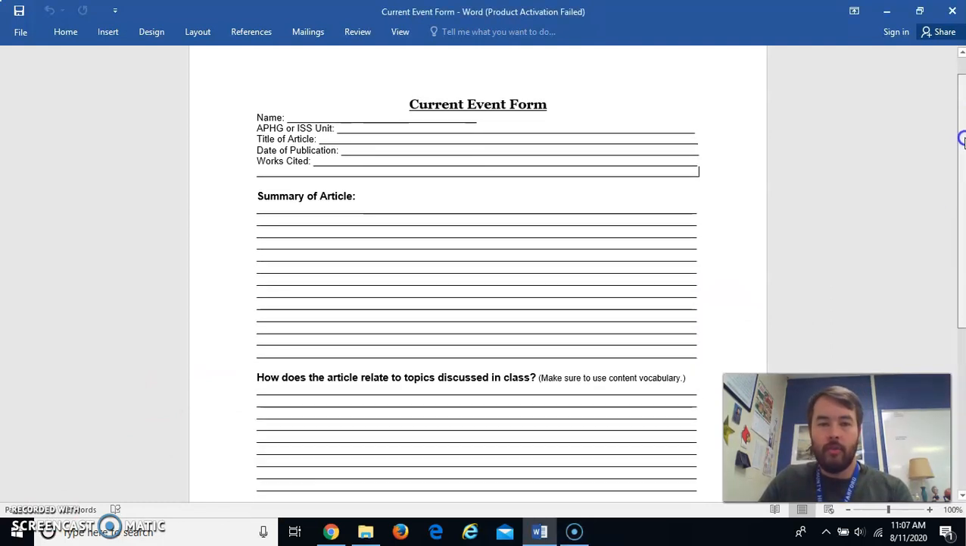So if you follow my cursor, you have name, the unit. If you're in AP Human Geography or Integrated Social Studies, you're just going to put the unit. Is it Unit 6? Is it Unit 3? Whatever that is. Title of the article that you found. It can be online sources, which a lot of you will probably do. It can be paper sources or physical copies too, whether it's the local newspaper, a magazine, something like that. Works cited.